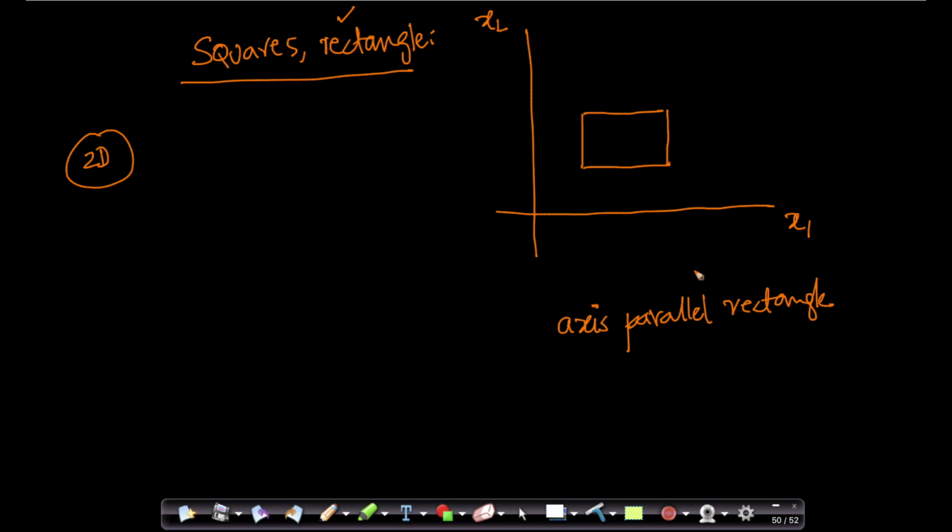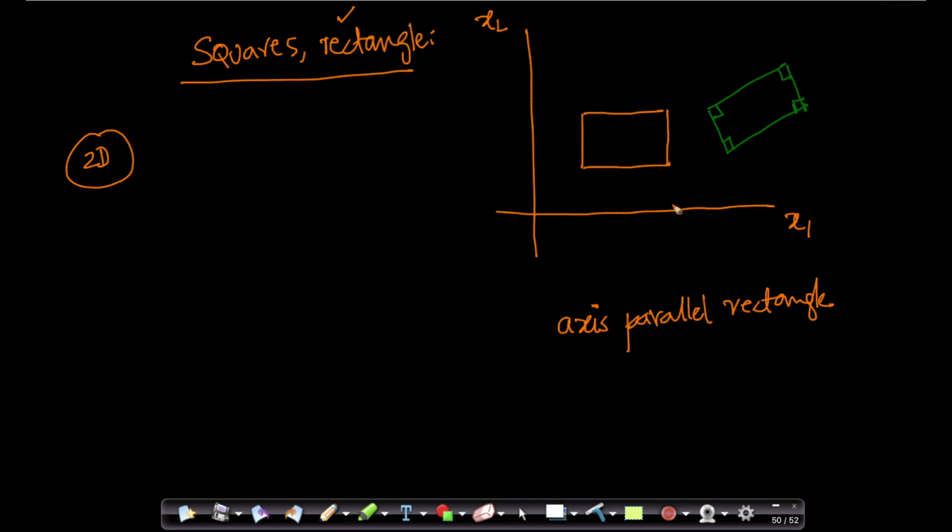It's called an axis parallel rectangle because I could have drawn a rectangle slightly differently like this. This is also a rectangle as long as these four sides are perpendicular to each other, right? But this is not axis parallel because this side is not parallel to your x1 axis or your x2 axis. This is at some angle to your x1. So this is a non-axis parallel rectangle. We will focus mostly on axis parallel rectangles because they have a very nice geometric intuition that connects very well with the ideas of if-else conditions and nested if-else conditions in programming.